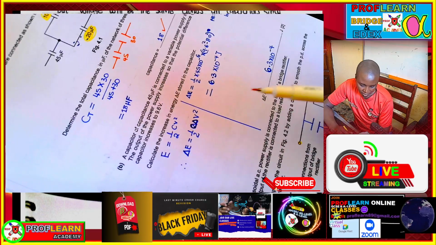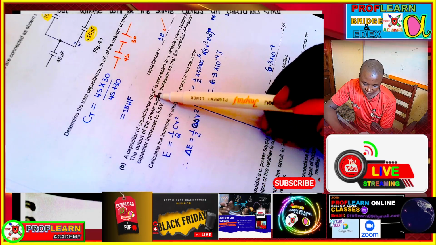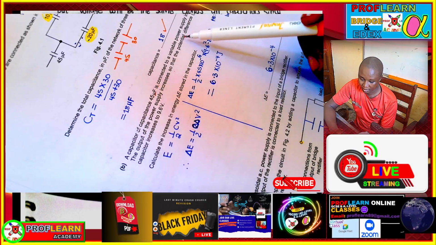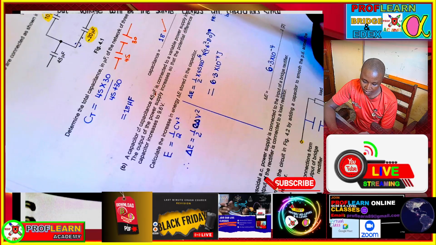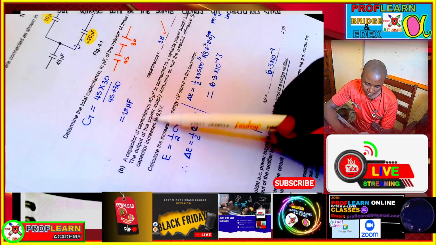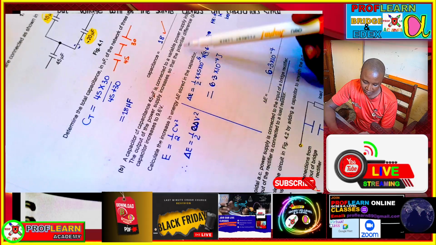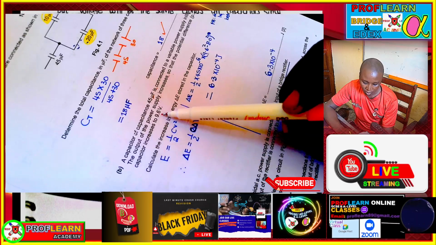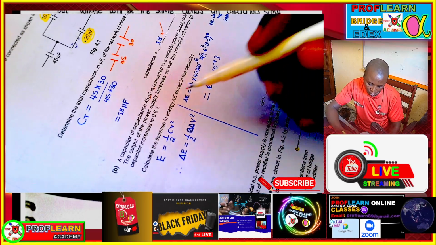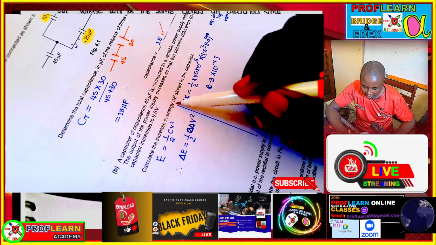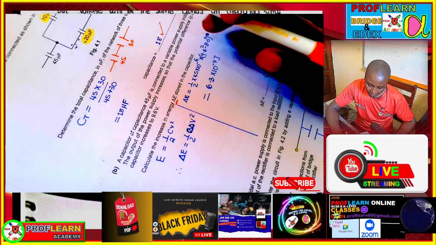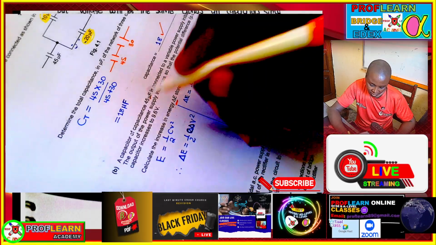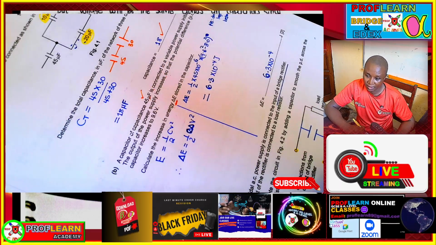Part B. A capacitor of capacitance 45 microfarads is connected to a variable power supply, which is set to 8.0 volts. The output of this power supply increases so that the PD across the capacitor increases to 9.6. We are supposed to calculate the increase of energy stored in the capacitor. Remember, energy stored is given by a half CV squared. Capacitance, we are given it, it's here.